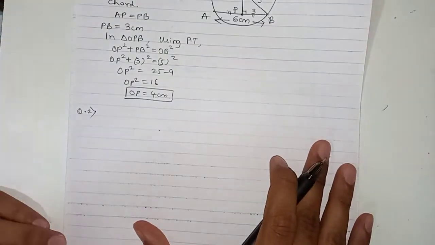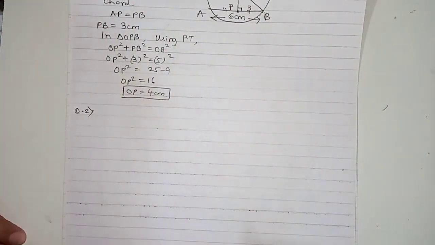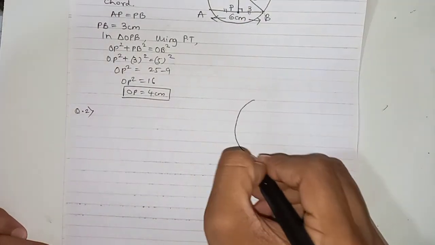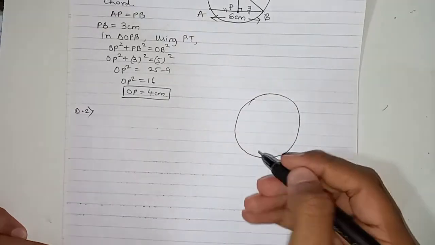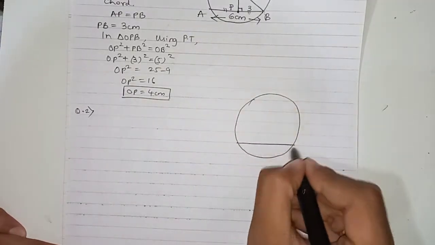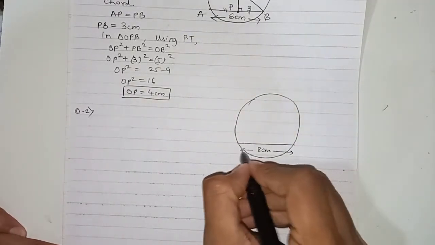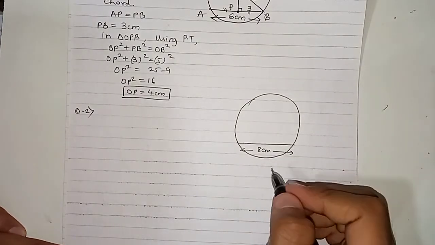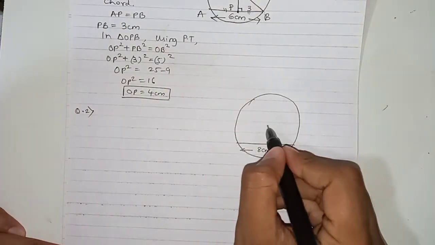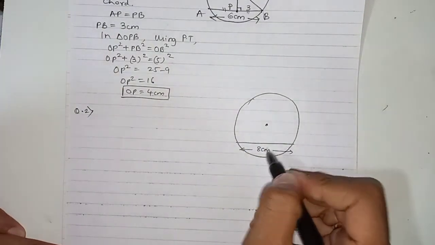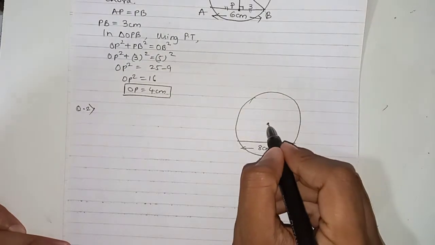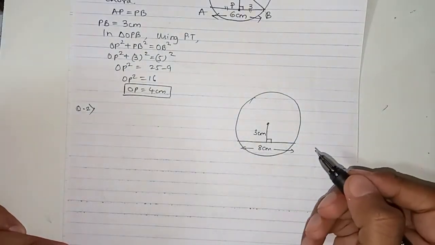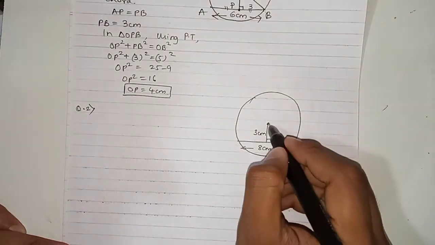Next, question number 2. A chord of length 8 centimeter is drawn at a distance of 3 centimeter from the center. So chord length is 8 centimeter. They have told this time, मतलब chord center से कितना दूर बनाया है? 3 centimeter. ये distance दे दिया already. So they have told that the distance of the chord from the center is 3 centimeter. Calculate the radius of the circle.